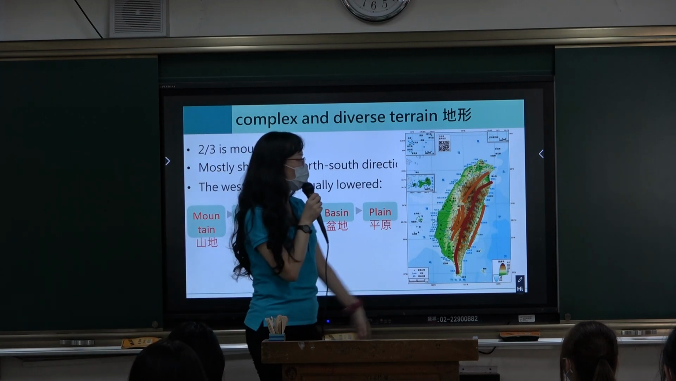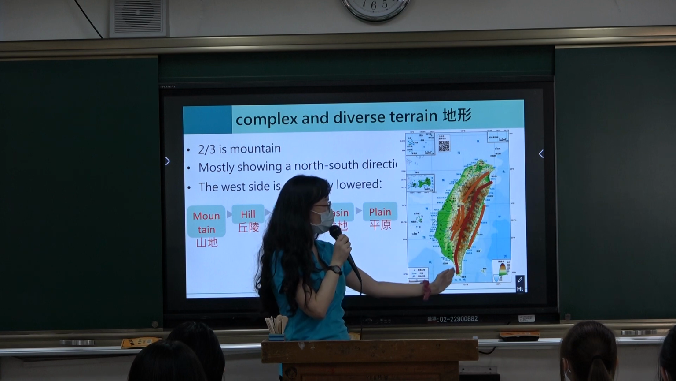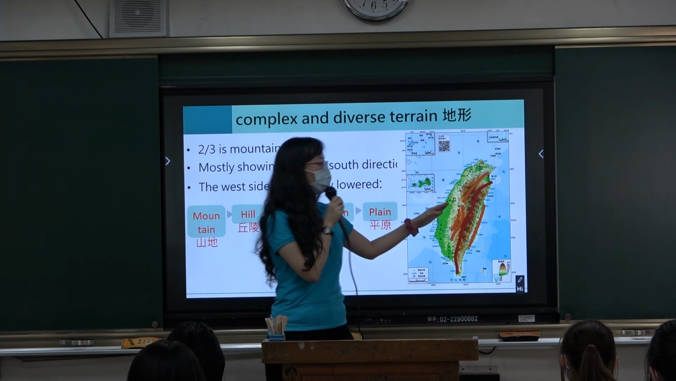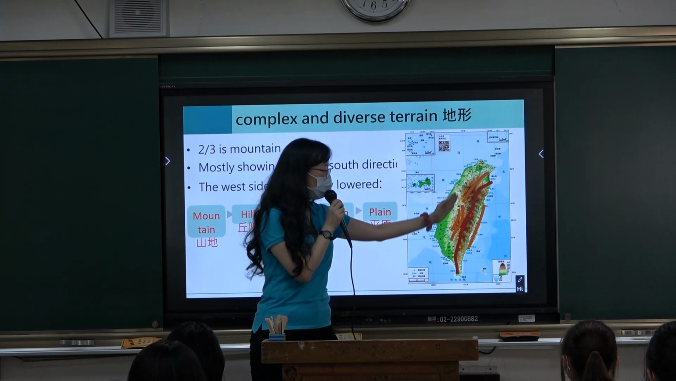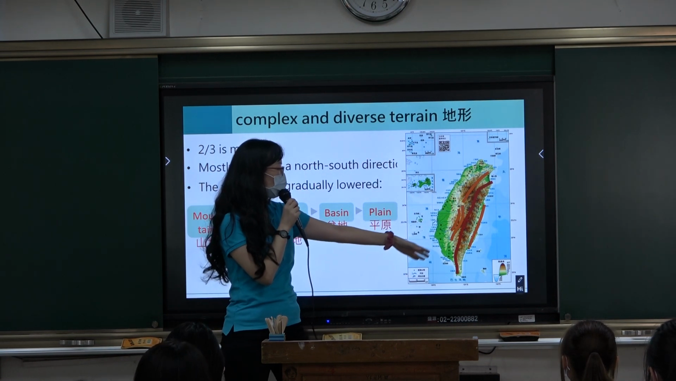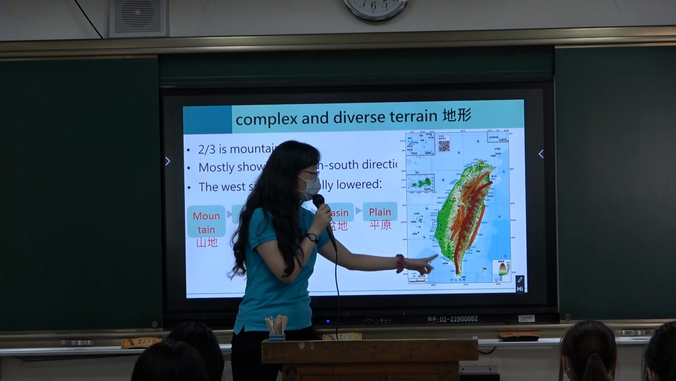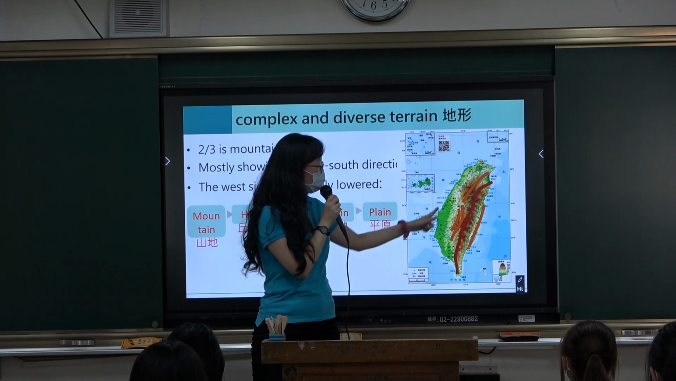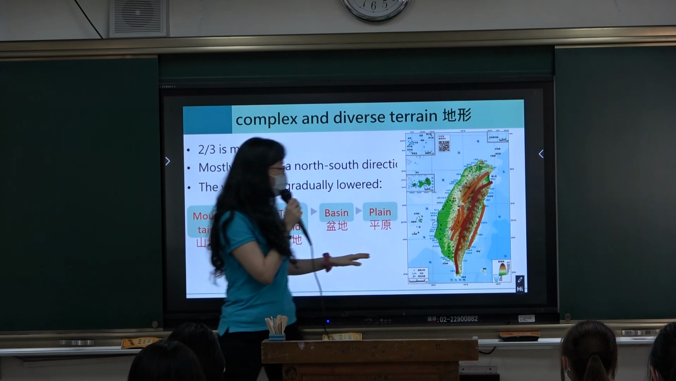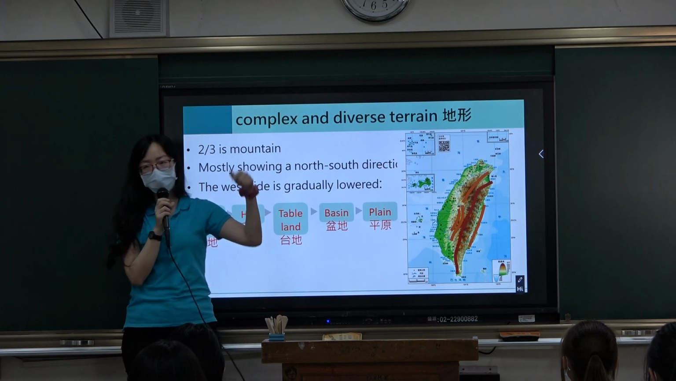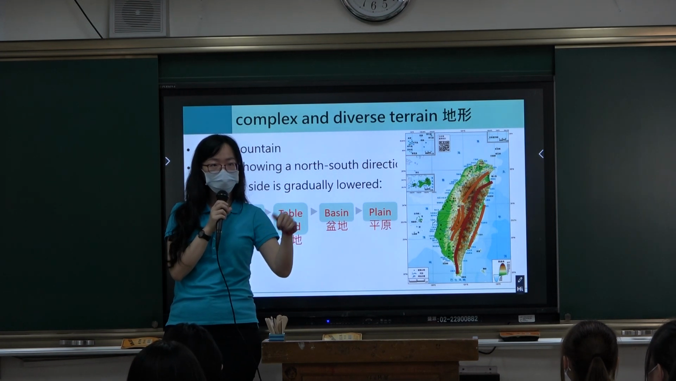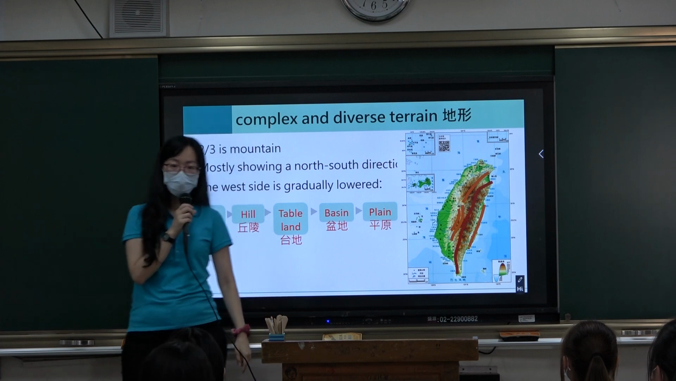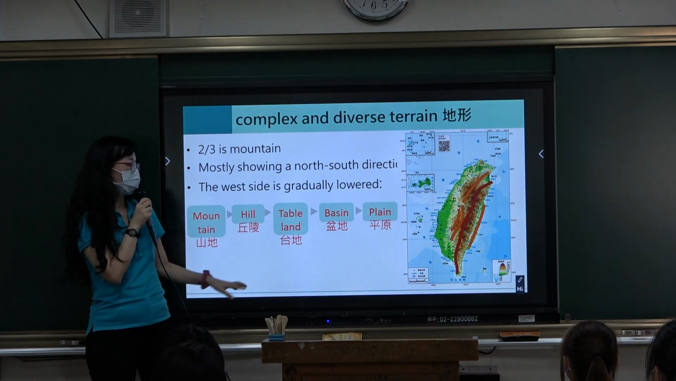What does it mean? It means that the central part is the mountain, right? Here is the mountain. And then gradually lower down. So then mountain, hill, and then tableland, and then basin, and the plain. So you see near the coastal area is the plain. And which kind of terrain is it in Taoyuan? This is the tableland. Yeah, tableland.